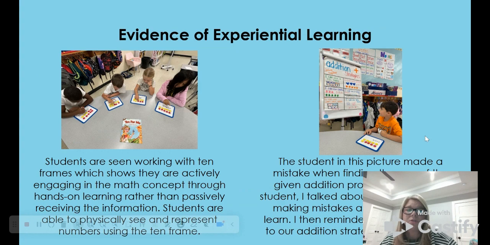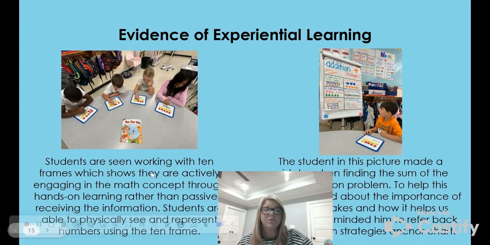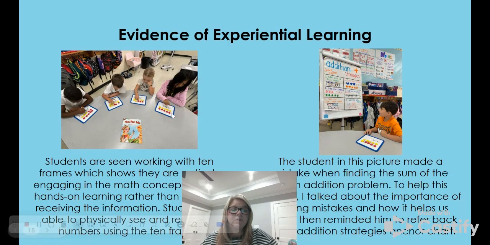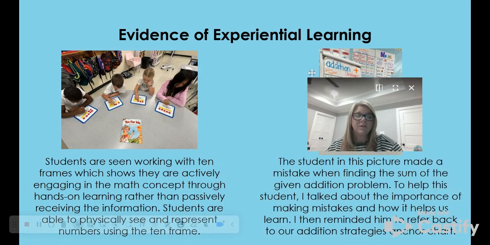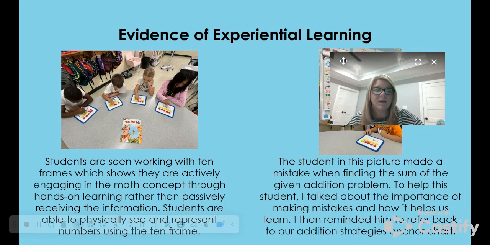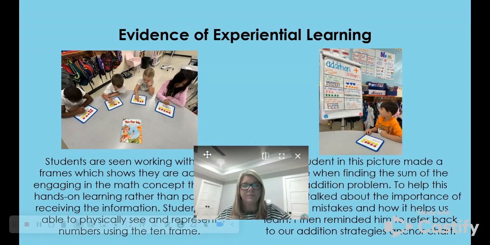Evidence of experiential learning. Students are seen working with 10 frames in the first picture, which shows they are actively engaging in the math concept through hands-on learning rather than passively receiving the information. Students are able to physically see and represent numbers using the 10 frame. The student in the second picture made a mistake when finding the sum of the given addition problem. To help this student, I talked about the importance of making mistakes, how it helps us learn, and then I reminded him to refer back to our addition strategies anchor chart.